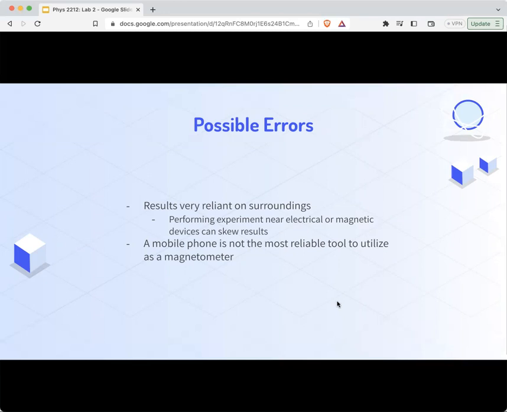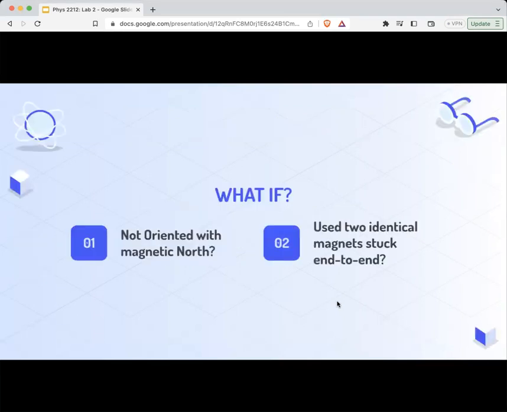Obviously, you would want an actual magnetometer, as it is easier to tell where on the device the magnetic field is being measured. If we were to perform the experiment without taking magnetic north into account, then the results could be skewed, as there would be a differing magnetic field moment in all three directions, causing calculations to be off. If we use two identical magnets stuck end to end, then the magnetic pole strength would also be greater, so the magnetic field calculation would be greater.